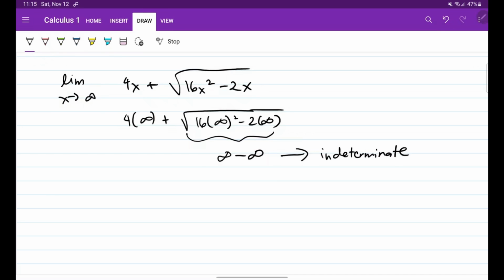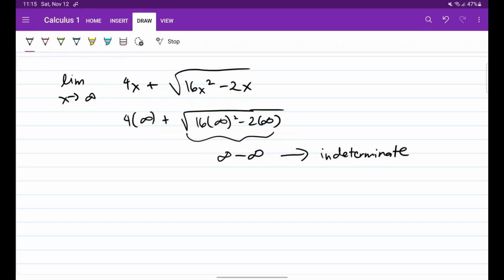Okay? So we need to find a way, no? And what are our methods? We try to factor, we try to simplify, and we try to take the conjugate. Okay? So we can try to take the conjugate of this, no? But it will be a very long process, as we have seen from our previous example.